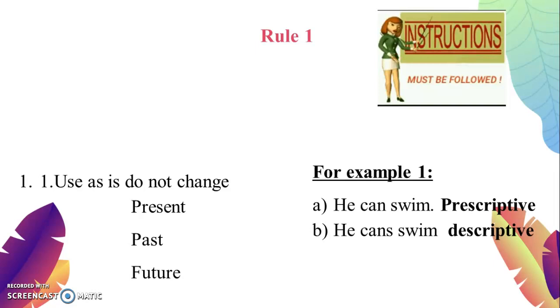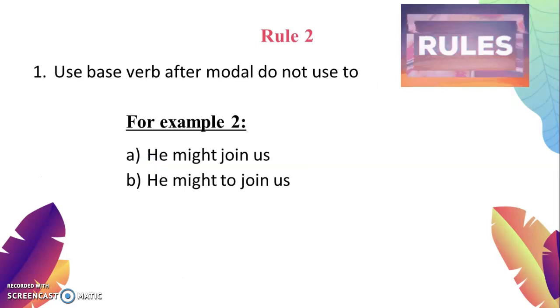For example, let us look at this sentence. He can swim. We see that that's a very positive sentence. So it's obvious, or we can say it is clear. It is prescriptive. He can swim. There is something wrong with that sentence. So it's on the descriptive side.